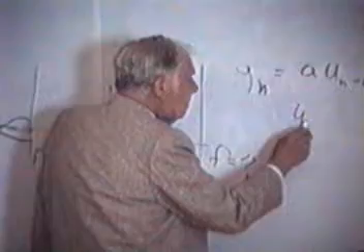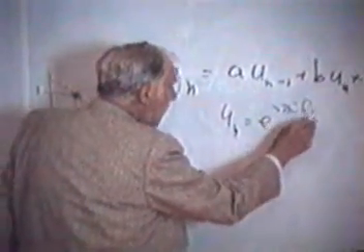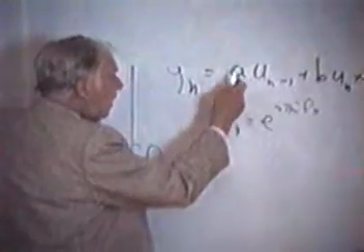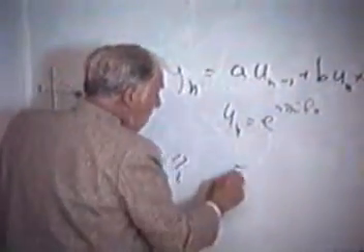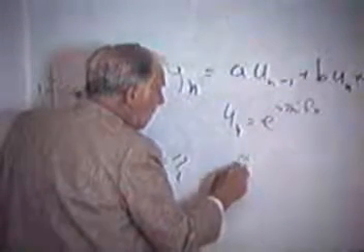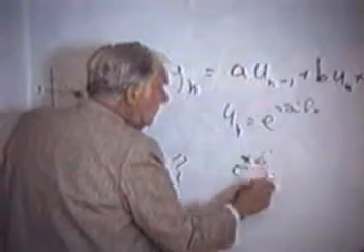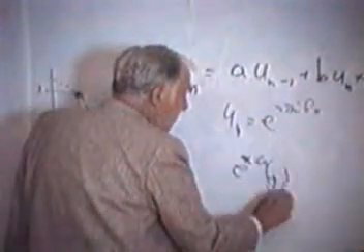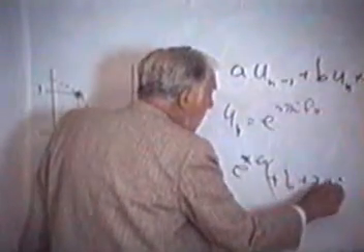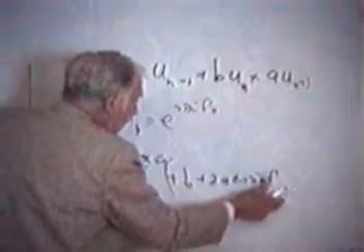I put in, try u_n equal e to the 2 pi i f n. And I will get a with an exponential plus and one with a minus. I'll get e to the i 2 pi f n. I'll get an exponential minus and plus, and I'll get a b, so I'll get b plus 2a cosine 2 pi f n.